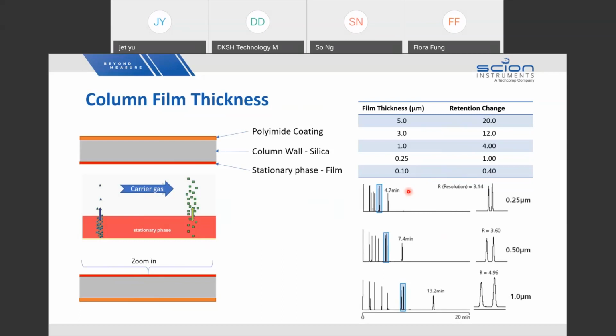So look at the chromatograms below. You see when you reduce the column film thickness from 1.0 all the way to 0.25, then you look at the times. We should target this one.